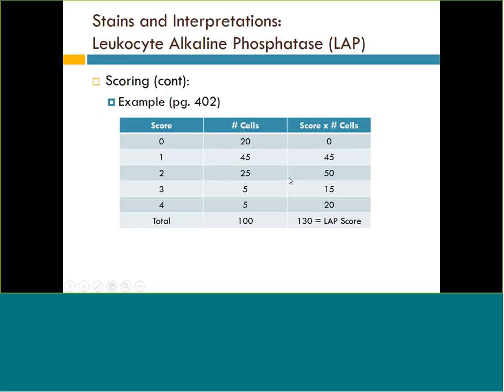2 times 25 is 50. 3 times 5 is 15. And 4 times 5 is 20. Once you've multiplied across, then you add up that last column. So 0 plus 45 plus 50 plus 15 plus 20, and then that's your lap score. So in this case, the lap score was 130.